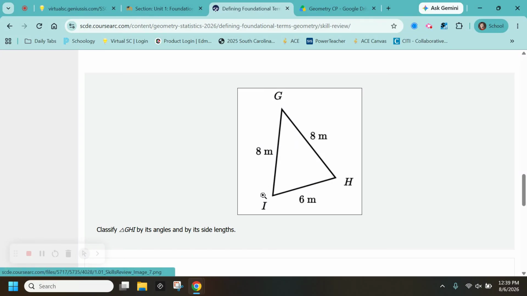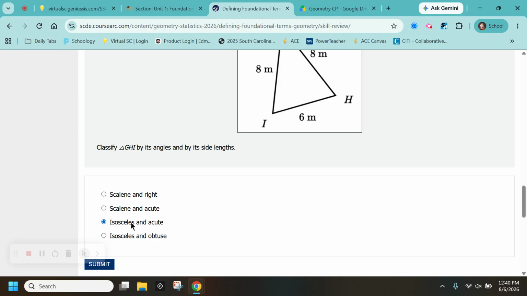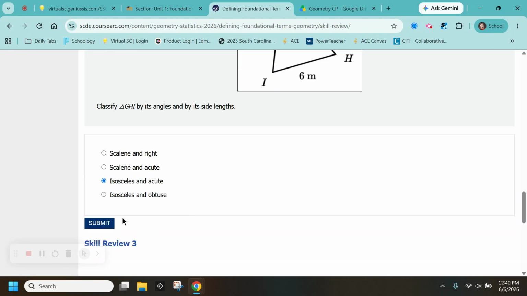Skill review 2, we have this triangle GHI. We're going to classify it by its angles and its side lengths. First and foremost, by angles, each of these three angles, so angle G, angle I, and angle H, are all acute. And then by sides, we have 8, 8, and 6, two of which are the same. So two sides that are the same is isosceles. So we have an isosceles and an acute triangle.